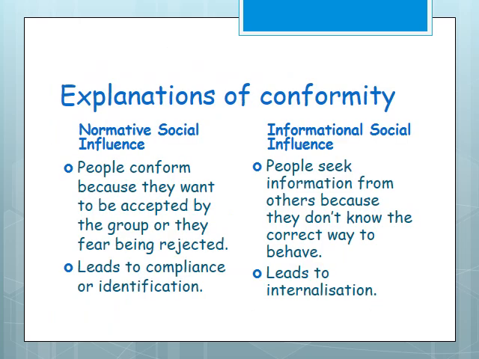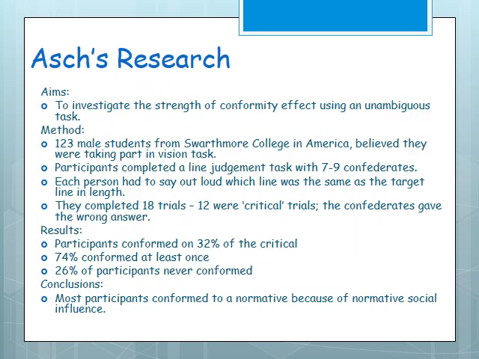Explanations. Normative social influence is when people conform because they don't want to be rejected by the group and they want to be accepted by them. So that leads to compliance and identification. Informational social influence is when we don't know how to behave, so we look to others for guidance. We seek that information from them. It leads to internalisation.